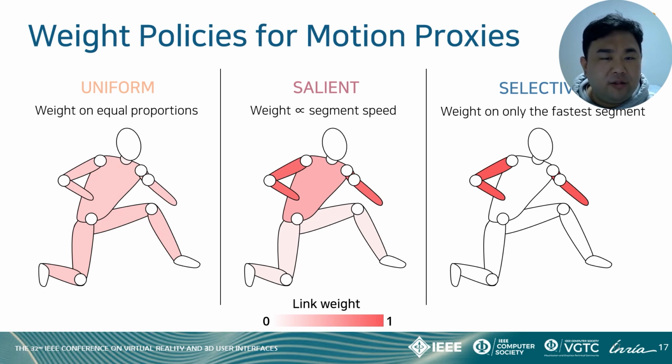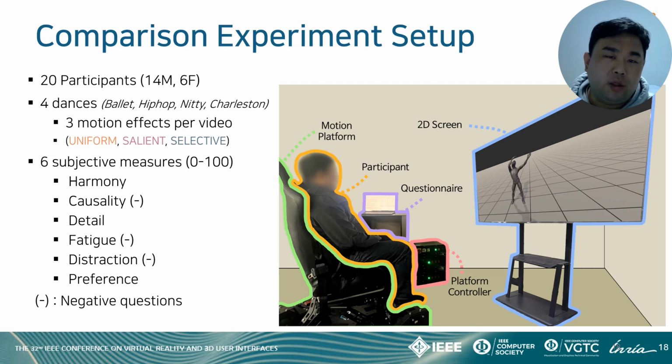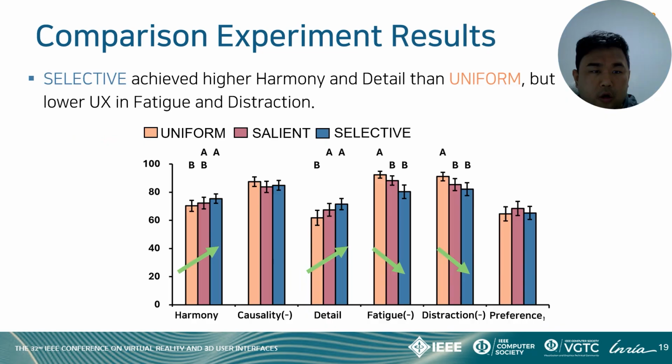We conducted a within-subject experiment with 20 participants, comparing 3 types of motion effects across 4 different dance genres: ballet, hip-hop, knitty, and charleston. 6 subjective metrics were used: harmony, causality, detail, fatigue, distraction, and preference. The experiment results revealed that the selective scored higher in harmony and detail than the uniform.